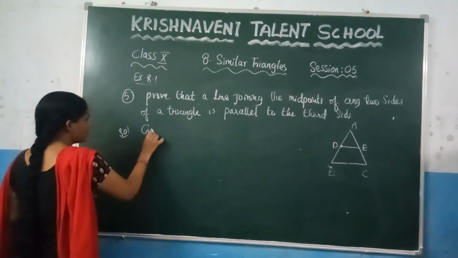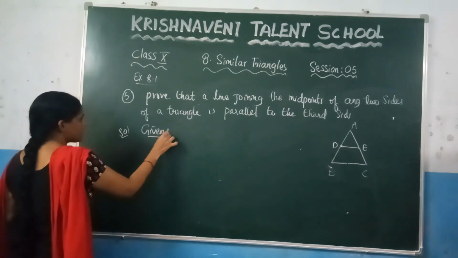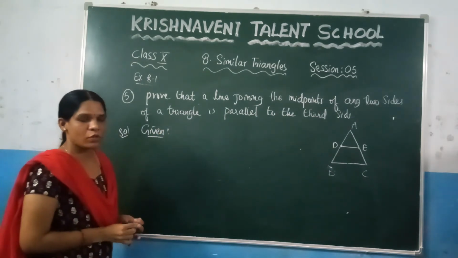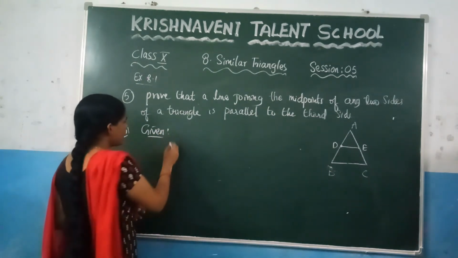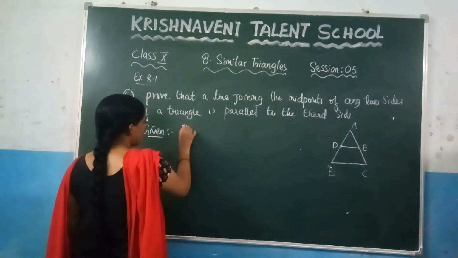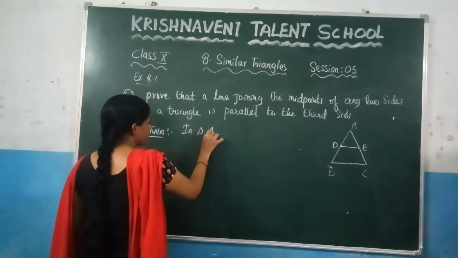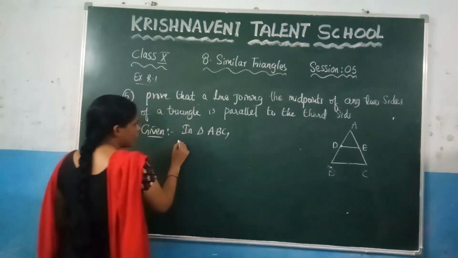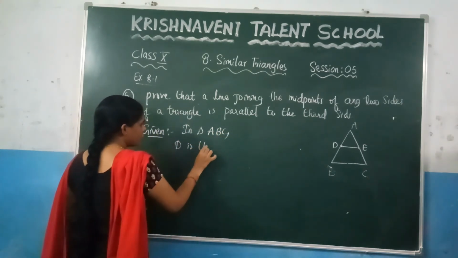While writing the proof, always you have to write what is given and what we need to prove. Then also you have to start the proof. So here write it here what is given. In triangle ABC, D is the midpoint of AB.